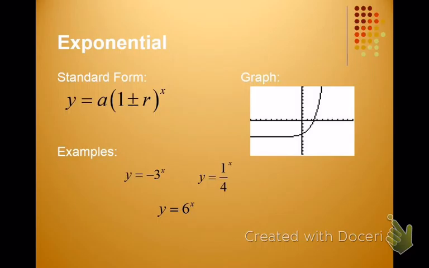Some examples. Negative 3 to the x is an exponential, or 1/4 to the x is an exponential, or y equals 6 to the x is an exponential. Okay? So there's not a plus or minus in there every time. As a matter of fact, you're going to know what a is and you're going to know what r is, just like you know what a, b, and c is in a quadratic model, and you know what m and b are in a linear model. But you're not going to see that plus or minus. Okay? So those are all exponential models because x is the exponent in the function. All right?